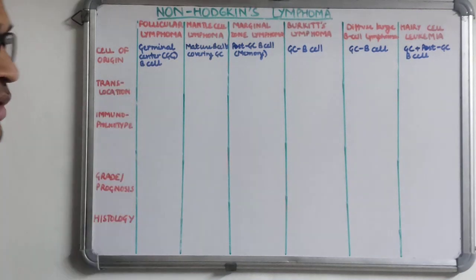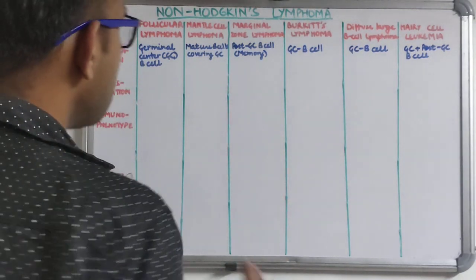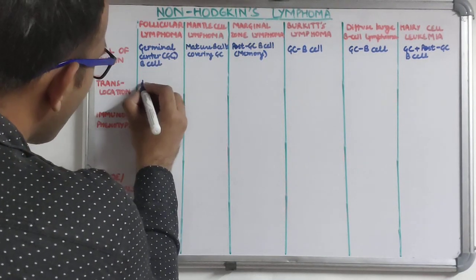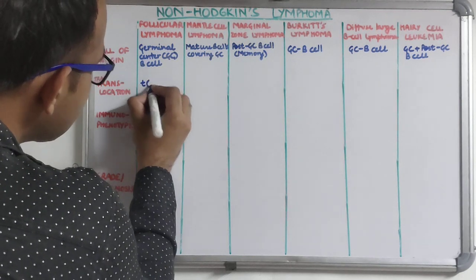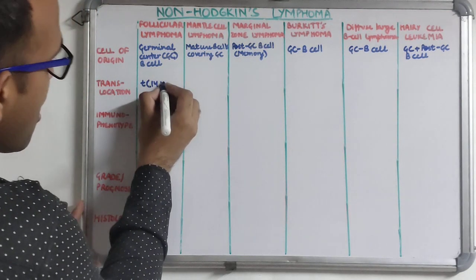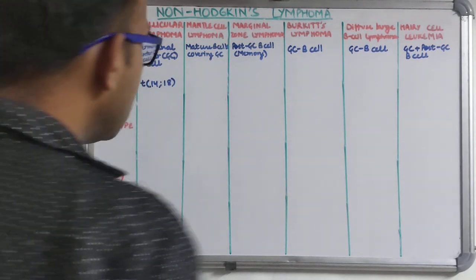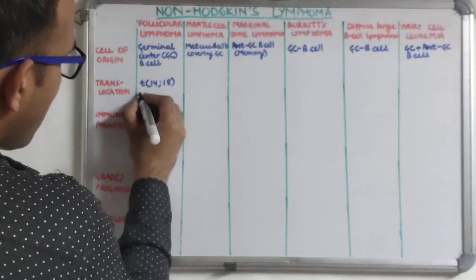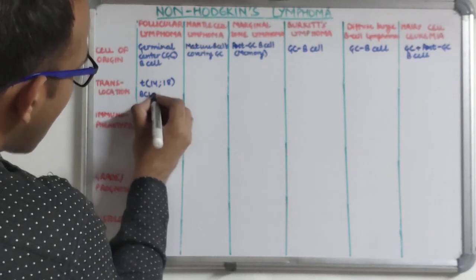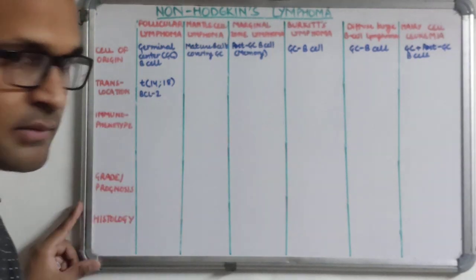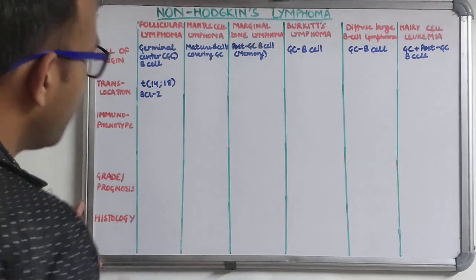Now we'll discuss any characteristic translocation. When we talk about follicular lymphoma, the characteristic translocation is translocation 14;18. Because of this translocation, there is overexpression of BCL2 anti-apoptotic protein. So this is important, BCL2.